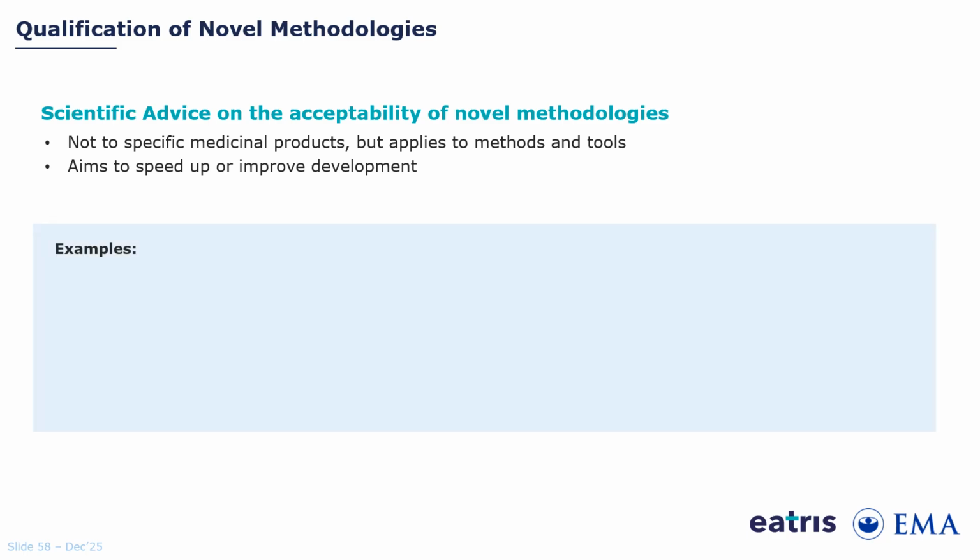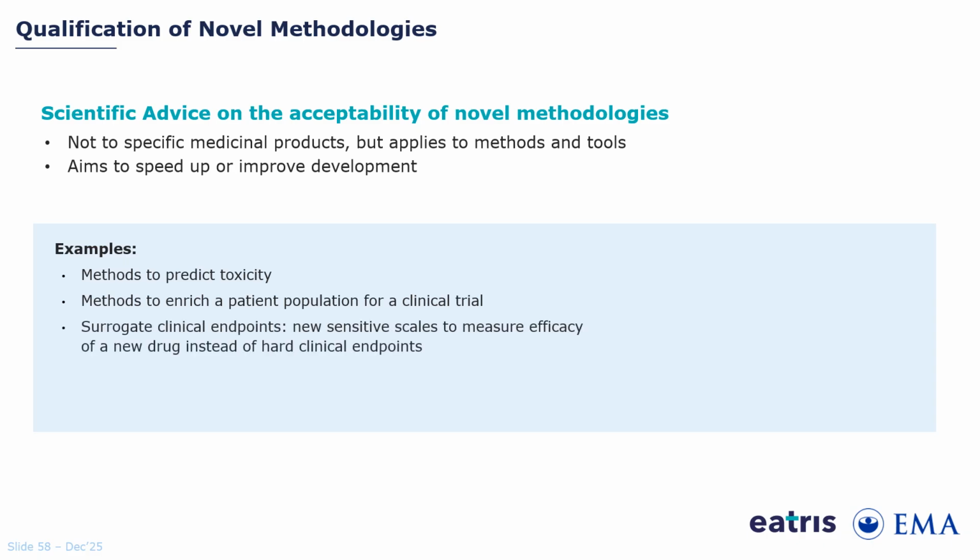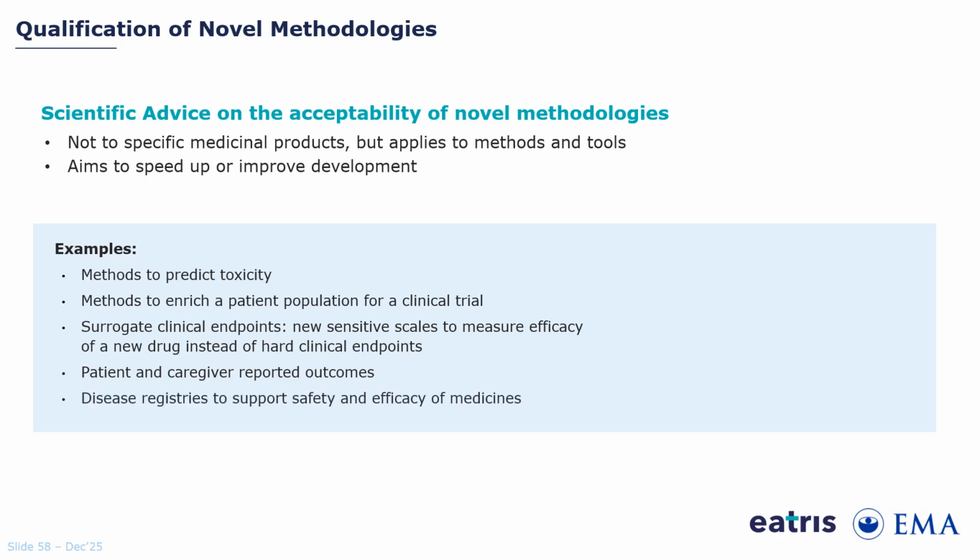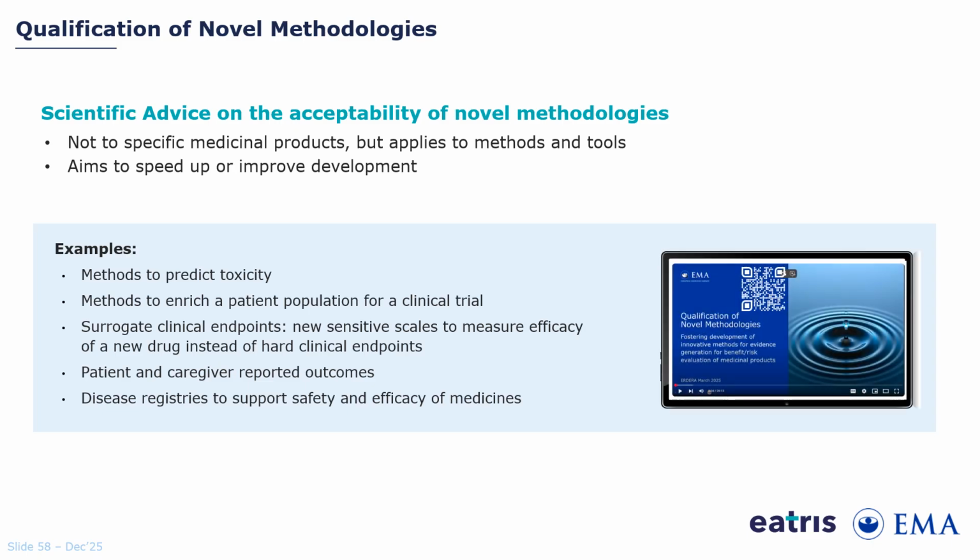Some examples of what could be appropriate for qualification include novel methods to predict toxicity, methods to enrich a patient population for a clinical trial, surrogate clinical endpoints, meaning new sensitive scales to measure efficacy of a new medicine instead of currently used clinical endpoints, patient-reported outcomes which need to be validated, or disease registries to support assessing the safety and efficacy of medicines. A dedicated video on how to apply and benefit from the qualification procedure can be viewed through the link provided in the description.